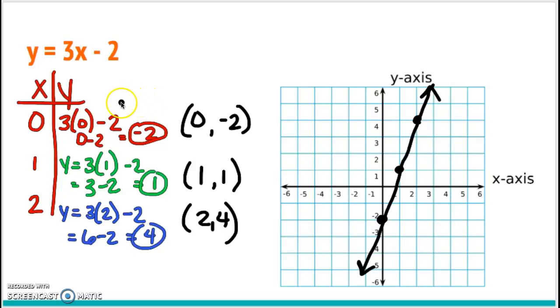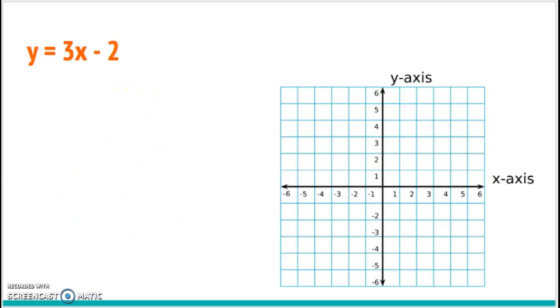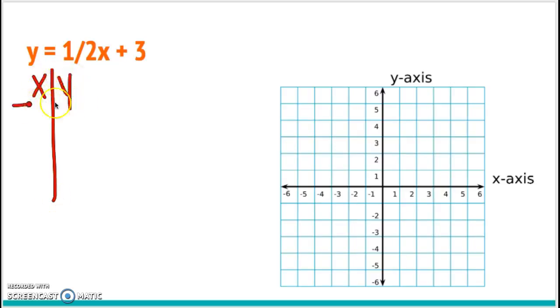Okay, let's look at the next one. We have y equals 1/2 x plus 3. So again, I'm going to make my xy table. Choose 0, 1, and 2 as my x values. Notice how I left a little bit of space in between them to show my work on here.